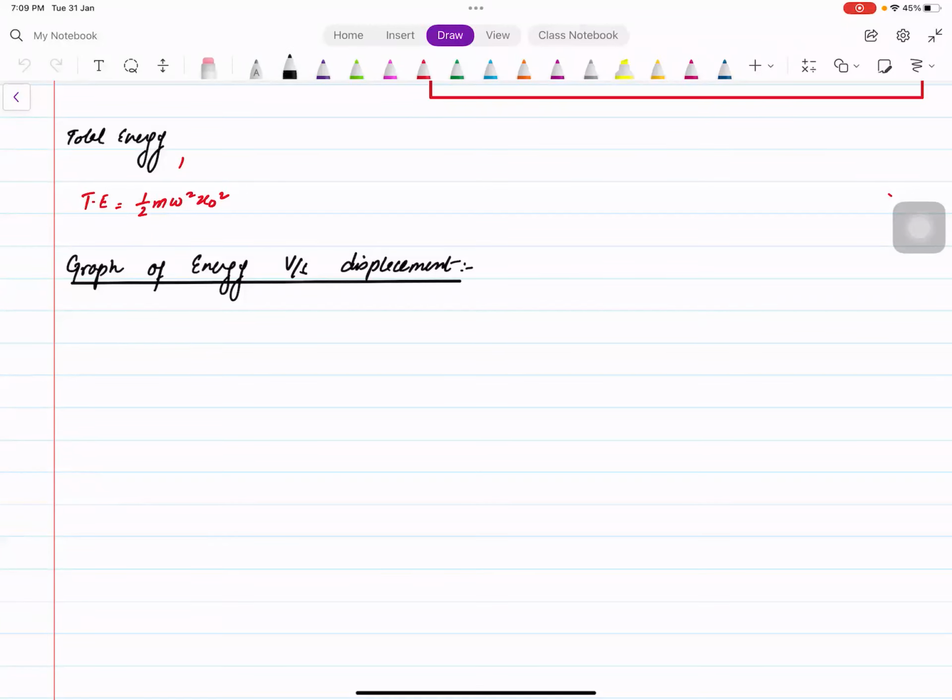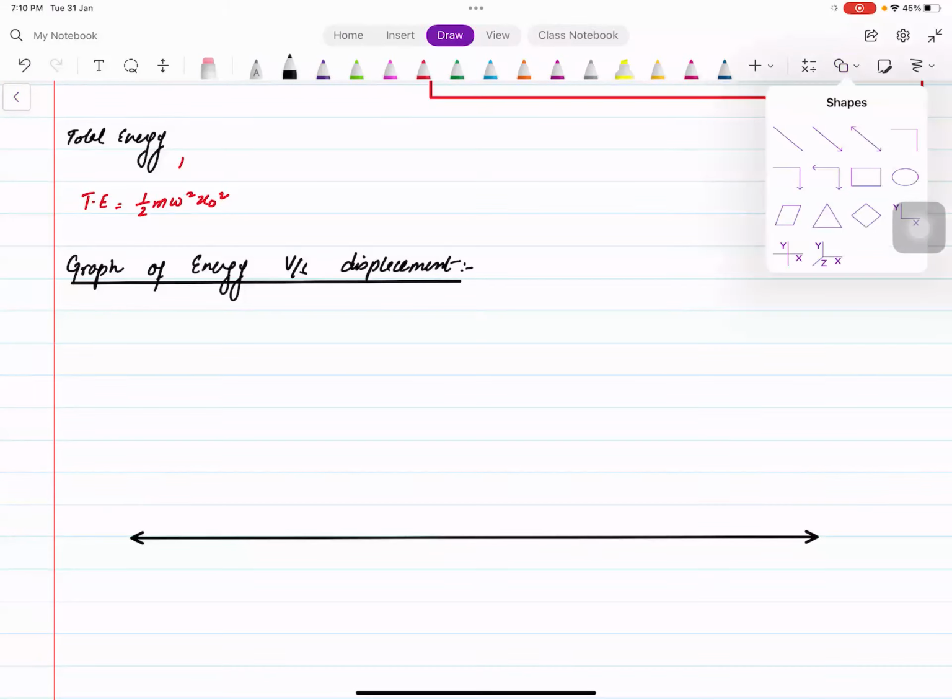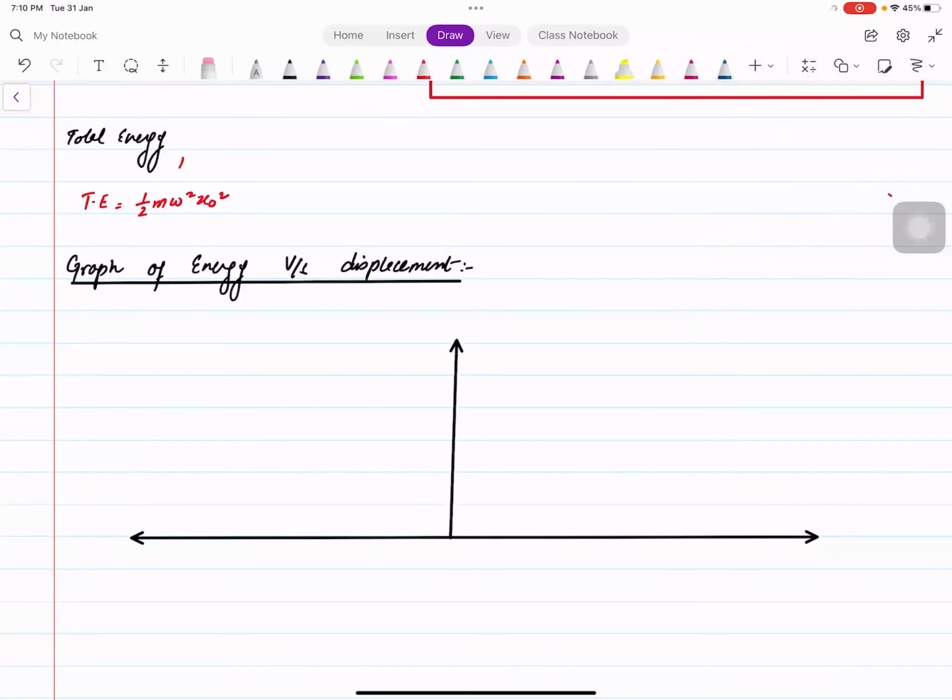So, speaking of this, you just need to remember that when you draw displacement versus energy, it's like this. Sir, displacement, yes. This will be what chapter? Oscillation, the same, very long chapter.